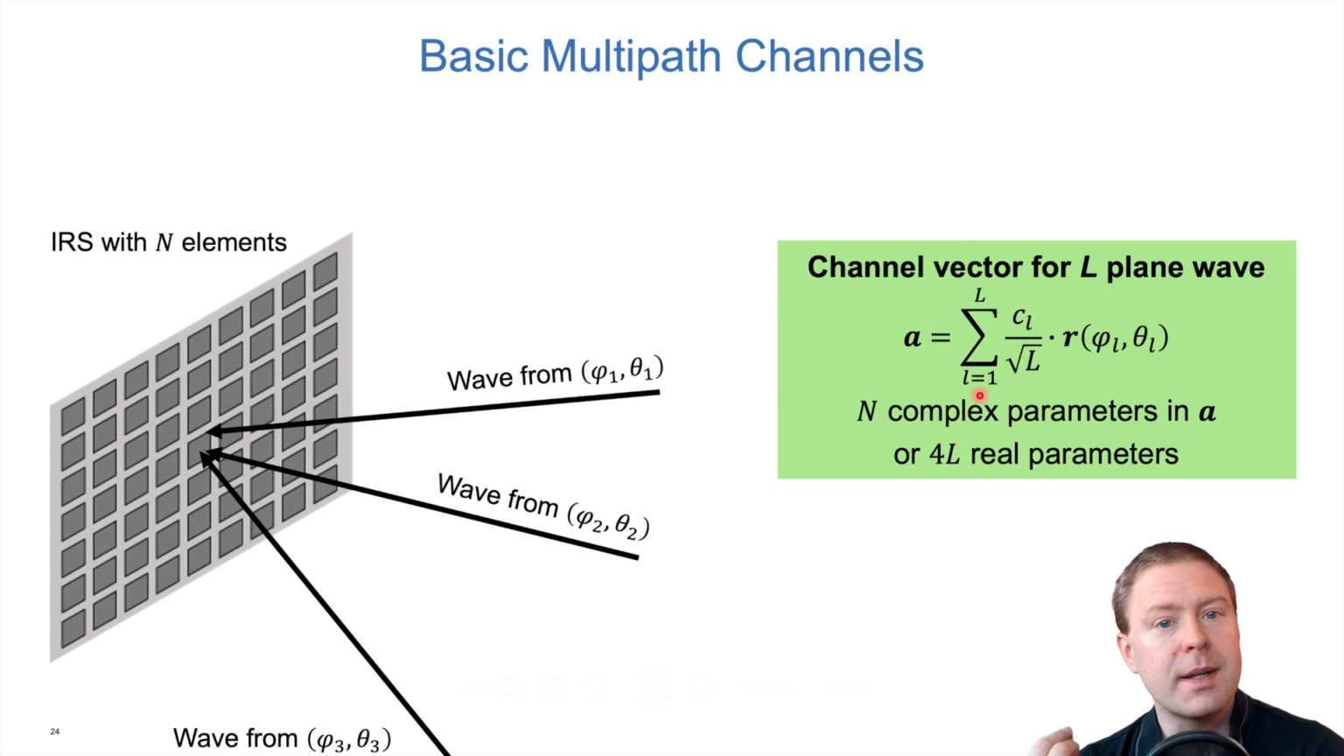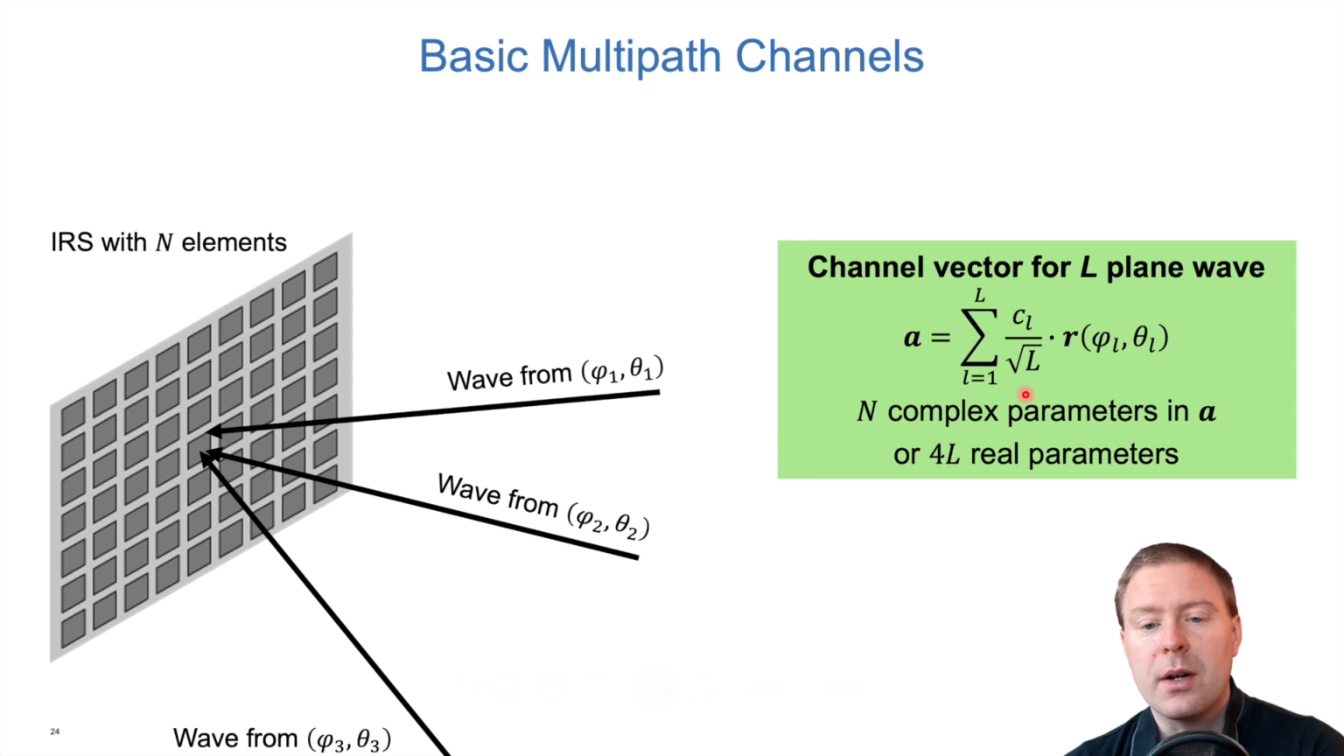We can use this to create basic multipath channels. So say for example the wave comes in from these 3 different directions, or L different directions. Then the channel vector will be a summation over the different directions of the waves, of the respective array response vectors with phi_l, theta_l, and then there are some coefficients here that will describe how strong the wave is from each of these different directions. And I will call it c_l for cluster l or direction l here, and I will also normalize with the square root of L. That is just because I will use it later to let L go to infinity.